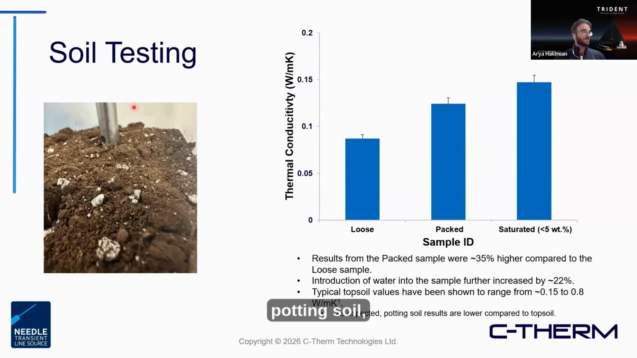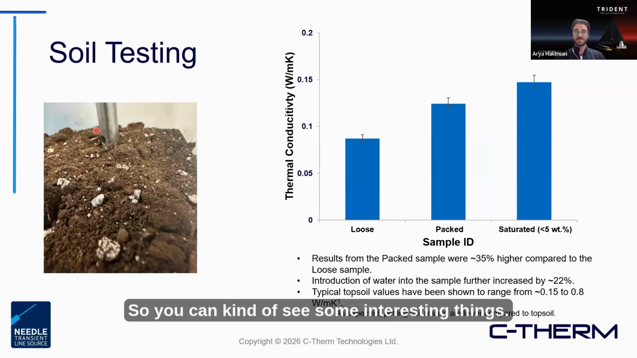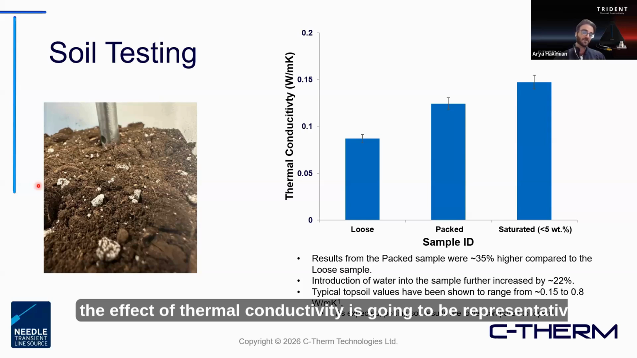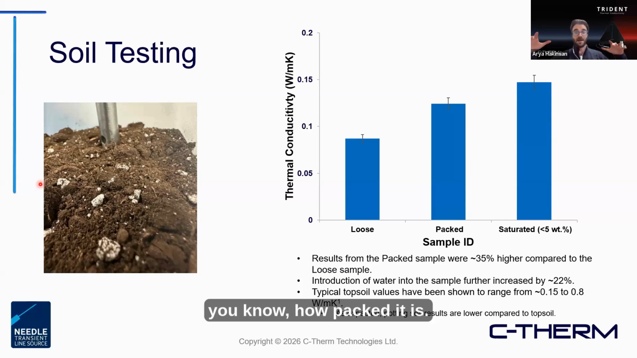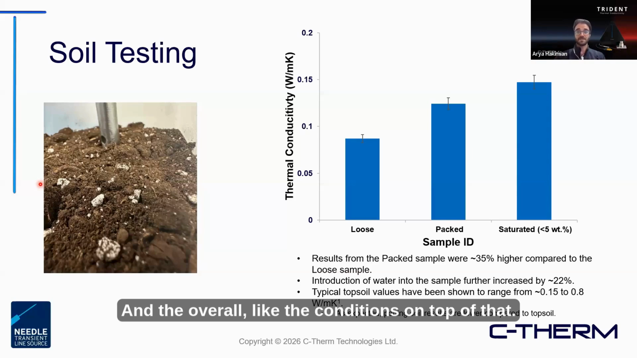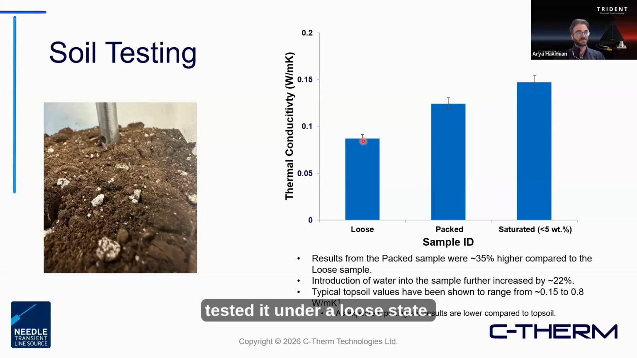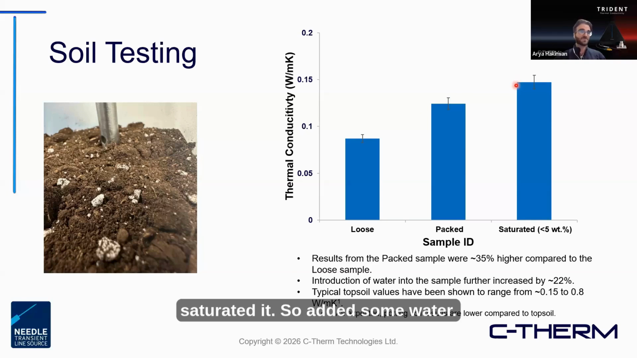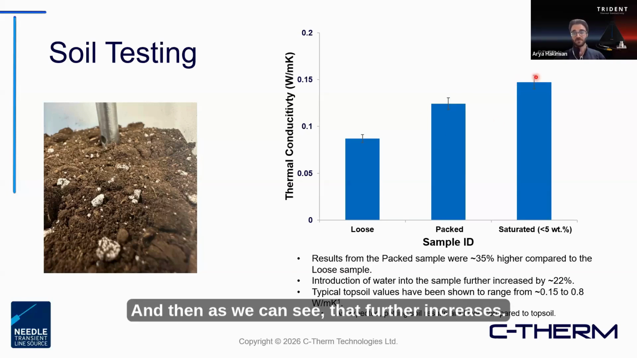So this is some testing on some potting soil, actually. You can see some interesting things where, if you have a loose sample like this, the effective thermal conductivity is going to be representative of how packed it is and the overall conditions on top of that. We took the sample first, tested it under a loose state, had a value here, packed it a little bit, again densified that powder bed or soil bed, and it increased a little bit. And then we took that entire setup and partially saturated it. So we added some water, and as we can see, that further increases.